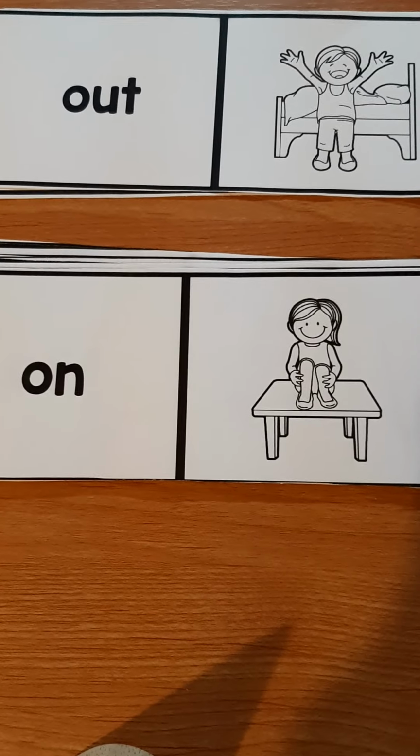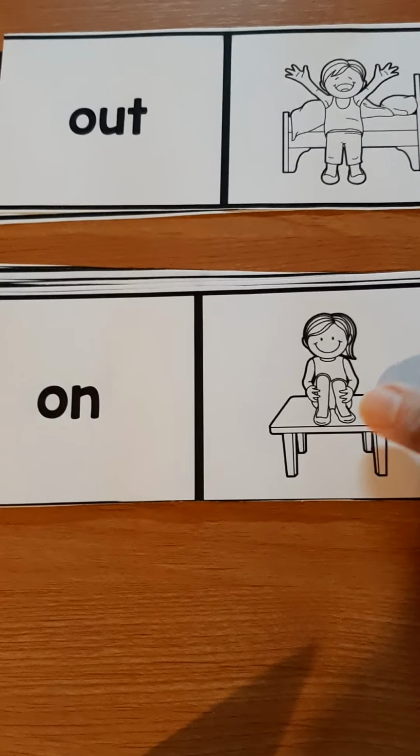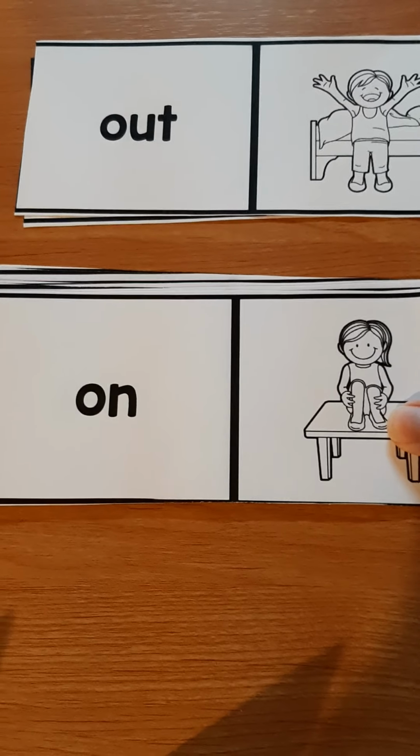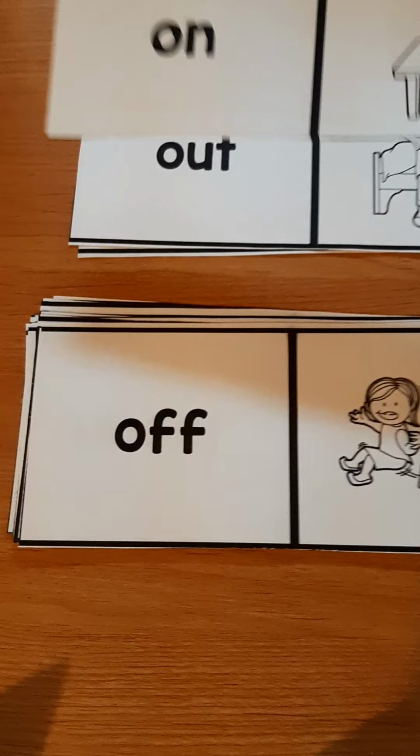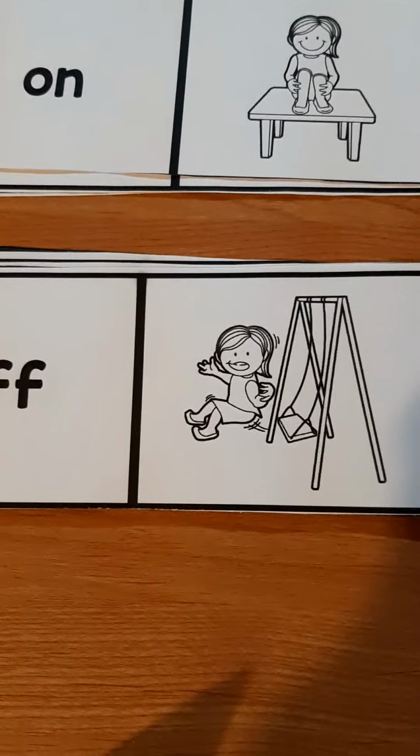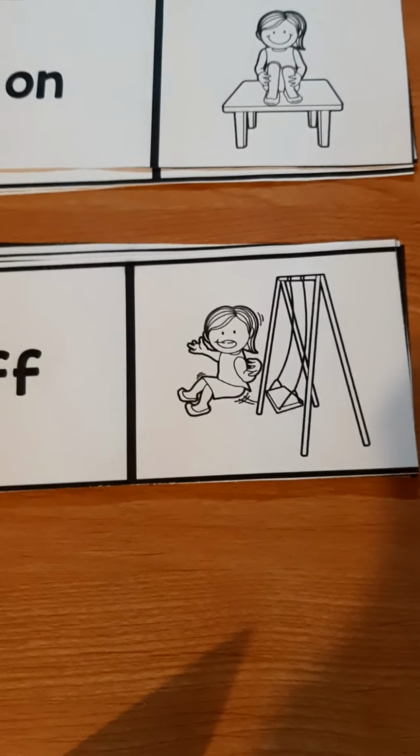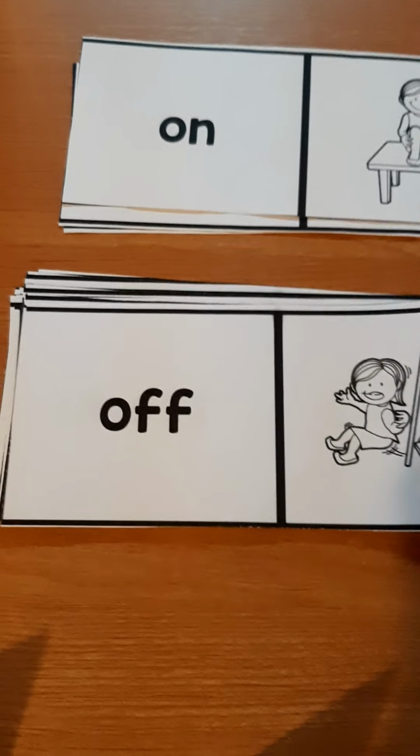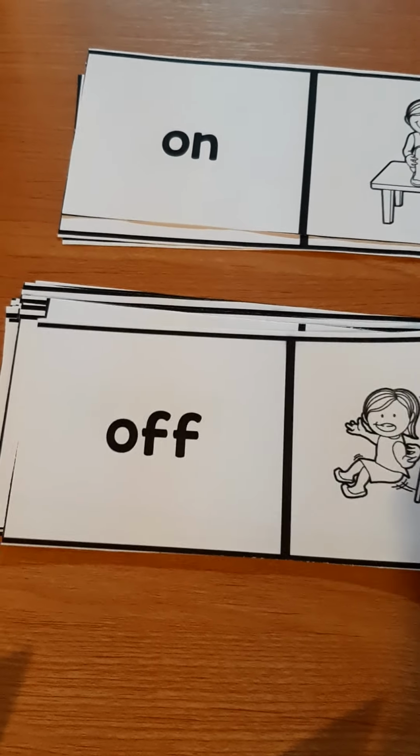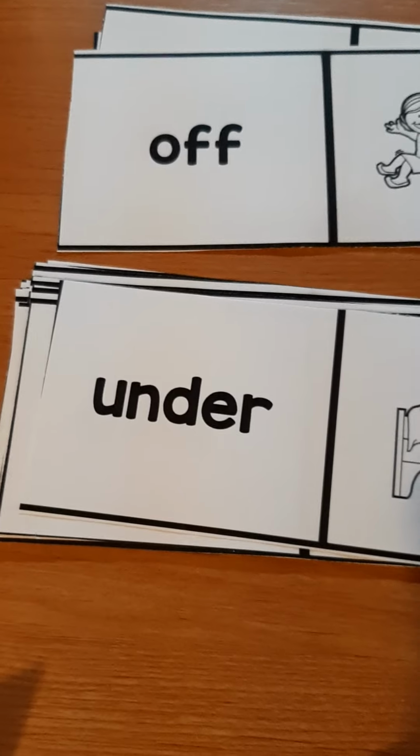And this little girl is on the table. You know what the opposite of on is? Off. Oh, she just jumped off the swing. Some of these position words are opposites. Some of them aren't.